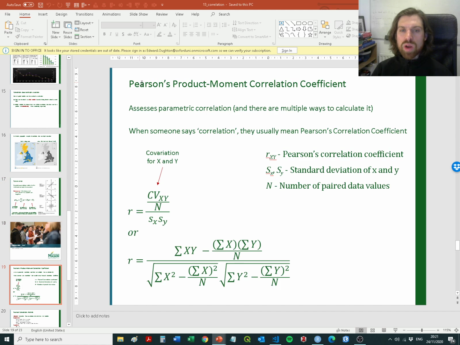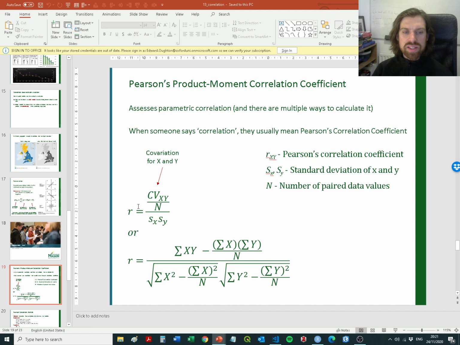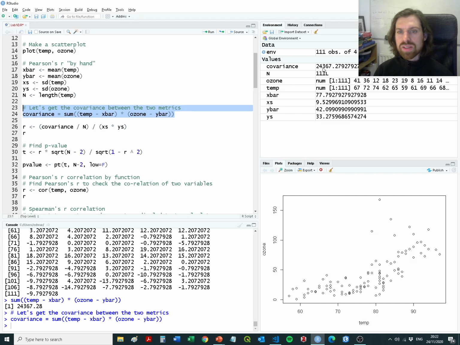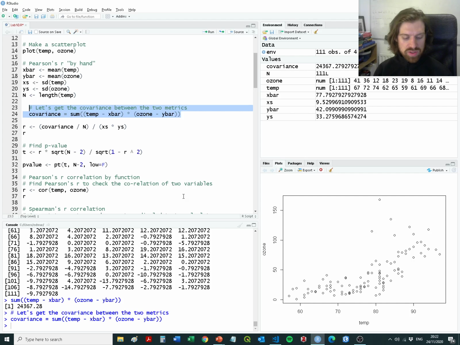Now you'll remember when we were going over the correlation coefficient in the slides, that essentially we needed to get this R value here. And the reason why we calculated that covariance in the previous step was because the numerator requires it, because we need to get CV divided by n, so the number of paired data values. So we know already that the covariance is this 24,367 figure, and that the n is 111, so the number of data points that we have in the data set. So that's essentially what we're going to be calculating here in the numerator.